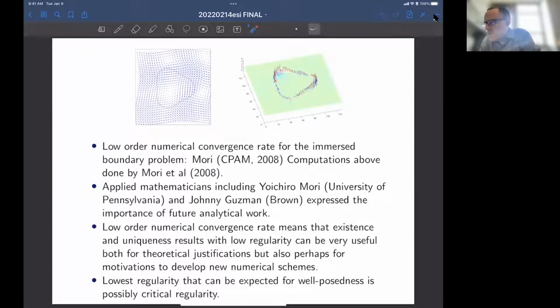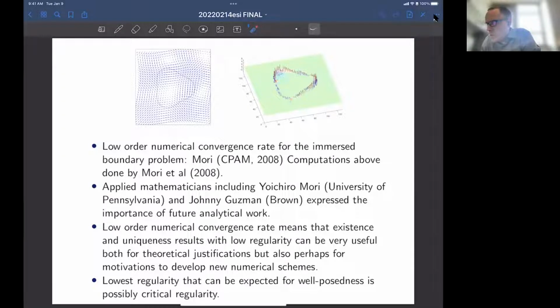He also does simulations, and these are some simulations that he did for the Peskin problem. One of the things he observed is that there's a low order numerical convergence rate for the immersed boundary problem. The computations above were done by Yoshiro Mori in 2008. These spikes near the interface illustrate that the convergence rate near the interface is not fast. And so applied mathematicians such as Mori and also Johnny Guzman and others have expressed interest in seeing future analytical work for this model.